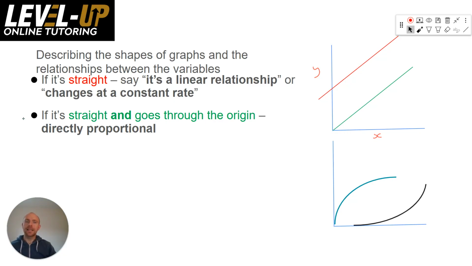But there's a particular case that they often ask about, which is when it goes as a straight line, like this green one, but it also goes through the origin. If it's a straight line and it goes through the origin, then it is called directly proportional. Don't just say it's linear. If it goes through the origin as well, it is directly proportional.